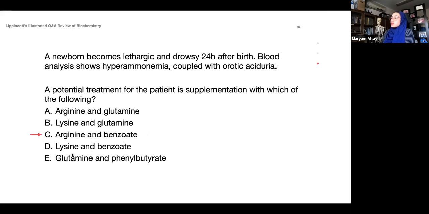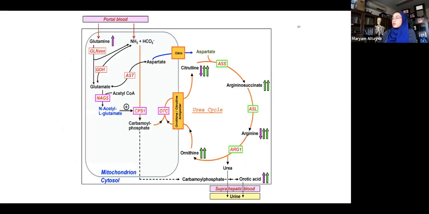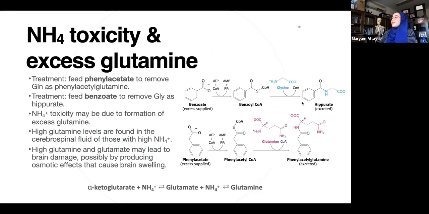Lysine has no specific role. Glutamine also has no specific role. Phenylbutyrate, glutamine could actually worsen the patient's condition. Phenylbutyrate can be given. Remember, phenylbutyrate combines with glutamine, and that's going to give us phenyl. The thing about MOL is that the names are not here. Oops. Sorry, that was the trick question. It wasn't phenylbutyrate, it was phenylacetate. So don't make that same mistake. But yes, the correct answer was C, benzoate.